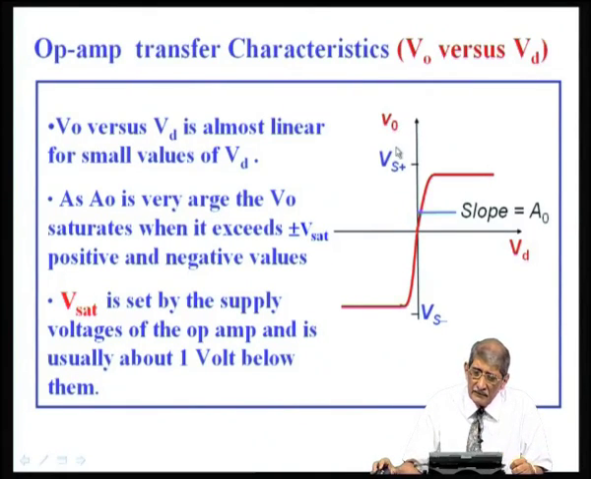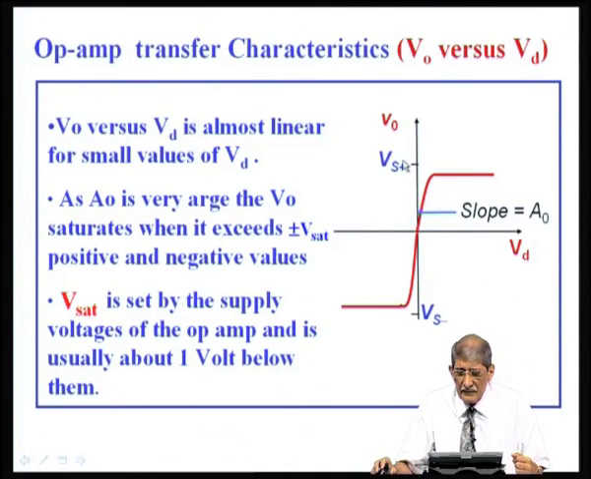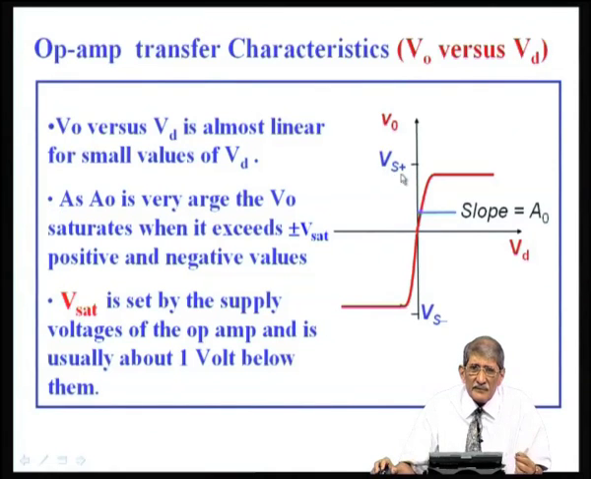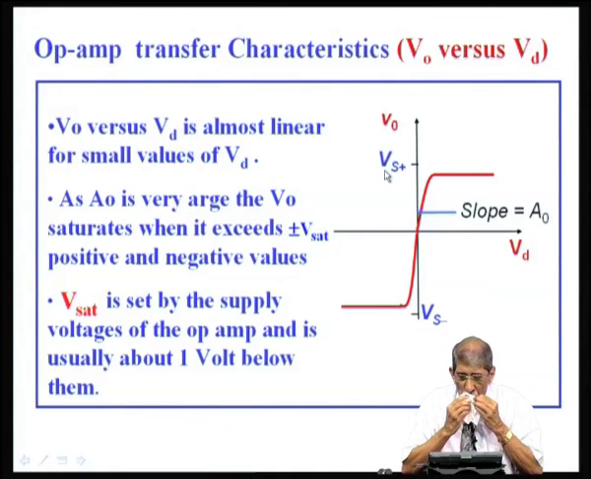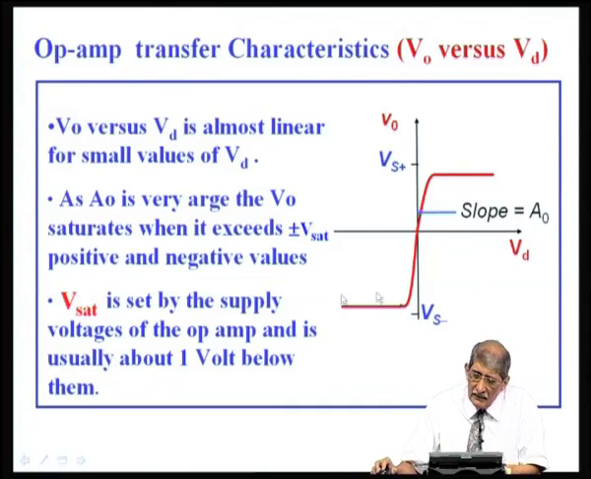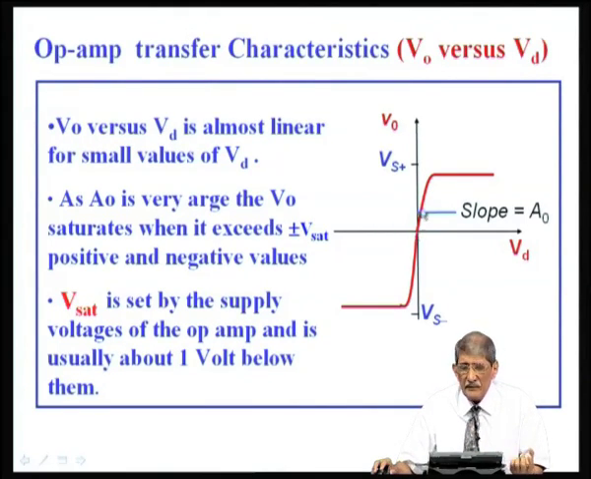Since there are two supplies, V s plus and V s minus, you will have two saturation points at V s plus and V s minus. But in practice, it will not go up to V s plus, it will be less by about a volt, because there are other drops present within the op amp itself. Okay. So, the signal voltage you can usefully apply across the two terminals V plus and V minus will be just about 20 to 30 millivolts at the most, by the time the output goes to saturation. So, the slope times A naught will be the output voltage.